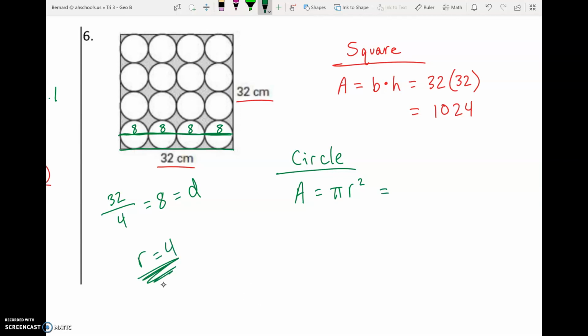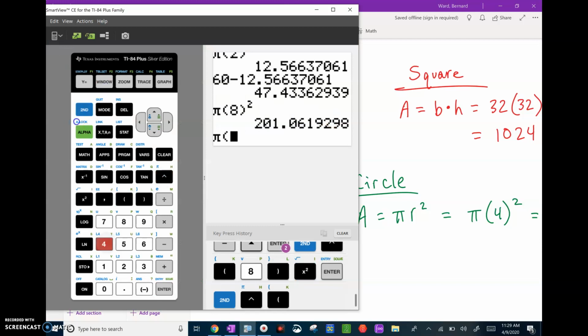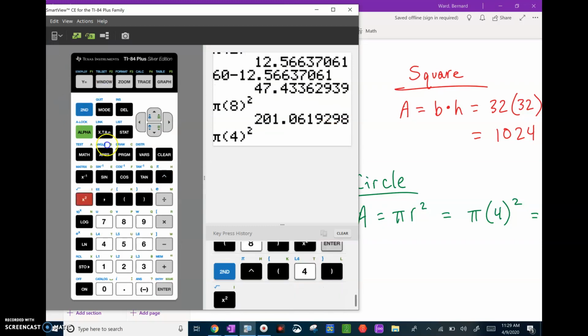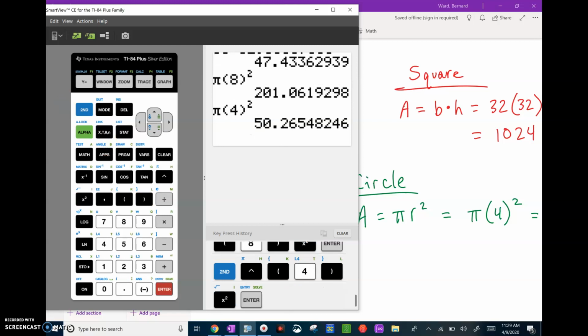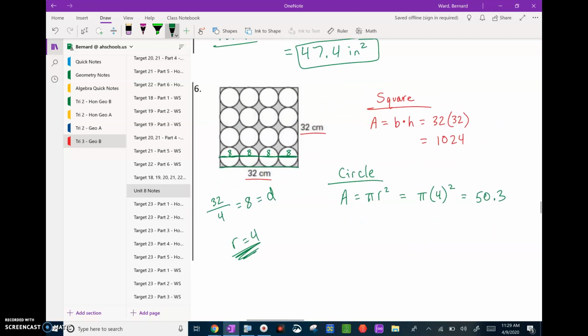And so let's plug that into our circle equation. Pi times 4 squared. And let's just type it in, pi times 4 squared, right? And so the area of one circle is 50.3. But we don't have one circle. Again, that is the area of one circle. But we have 16 circles. So for 16 circles, we need to do 16 times the area of one circle that we just got.